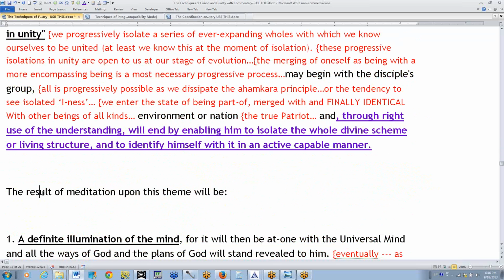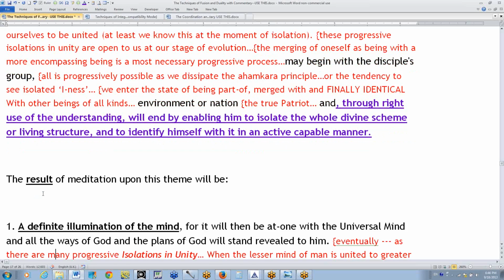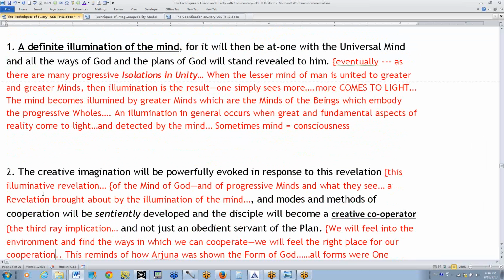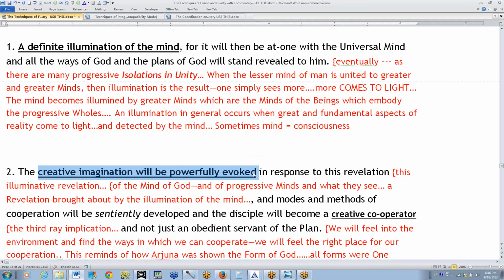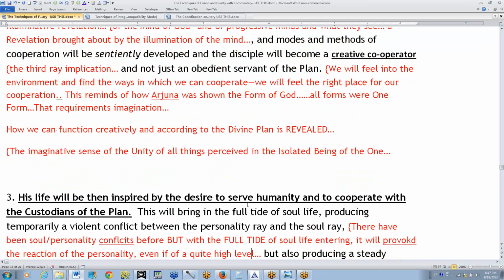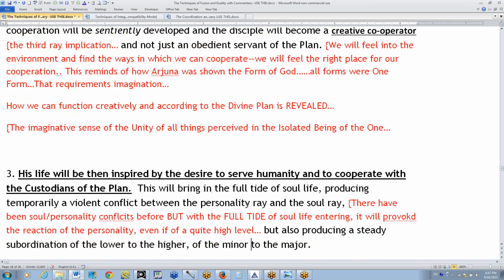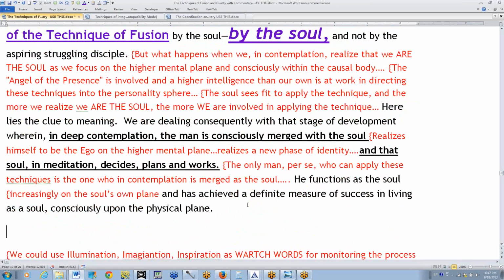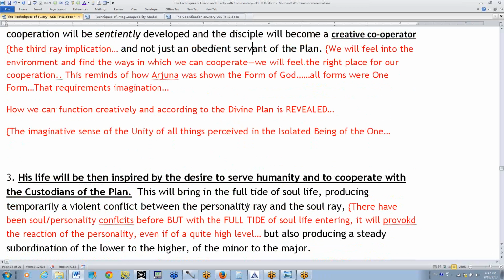The results here for the first ray, let's review them. A definite illumination of the mind, number 1. The creative imagination powerfully evoked, and I imagine, seeing the wholeness of things, all forms as one. And it's the oneness that counts. And how he can cooperate. There will be a sentient development of creative cooperation, not just obedient service, and another result, inspired. The inspiration to serve humanity and to cooperate with the custodians of the plan will be his. These are the results of using isolated unity and the first ray technique that it implies.